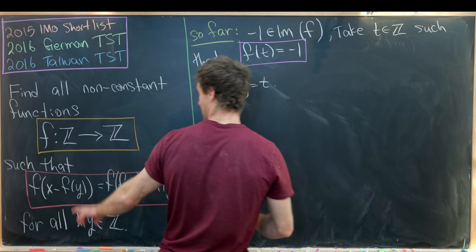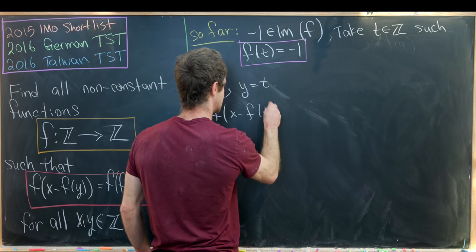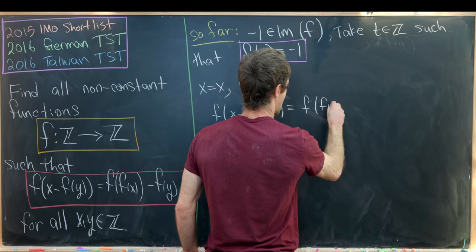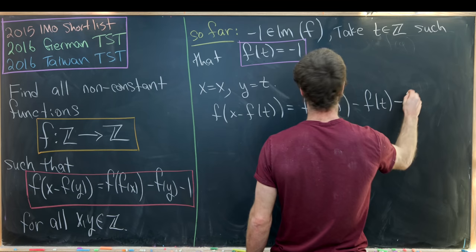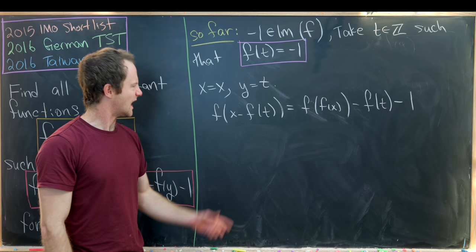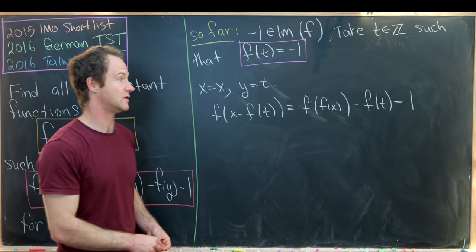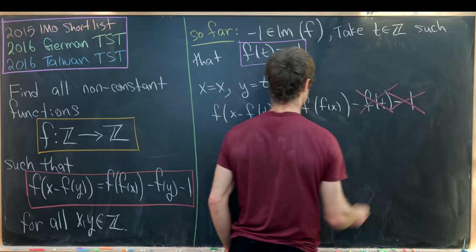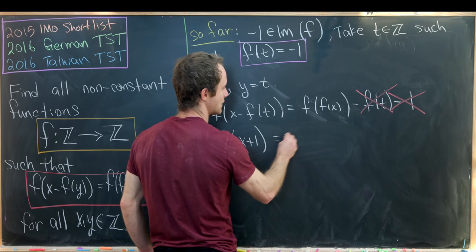So we'll have f of x minus f of t equals f of x minus f of t minus 1. But now we'll use the fact that f of t is equal to -1. And notice we've got minus signs attached to all of those, so those will turn into like +1. So here, this is like 1 minus 1. That means this cancels with this. And then here we are left with f of x plus 1 equals f evaluated at f of x.